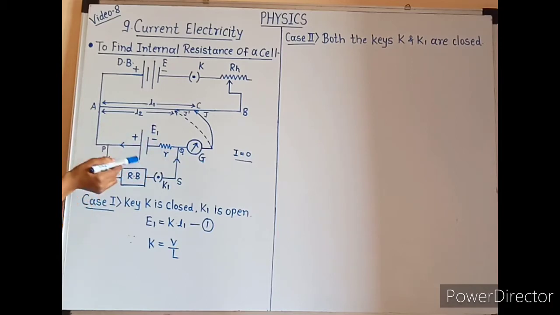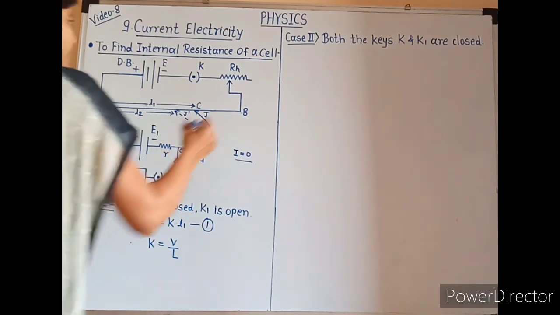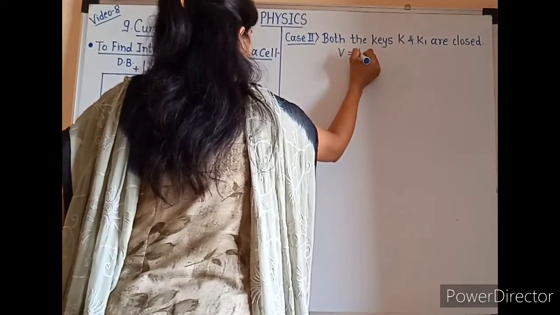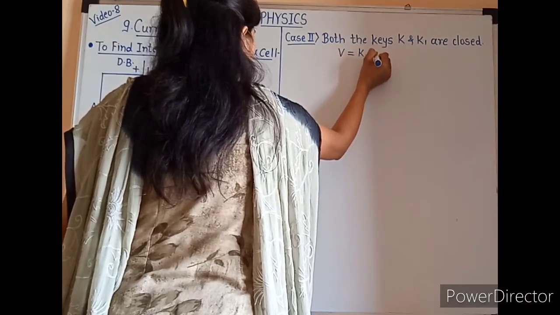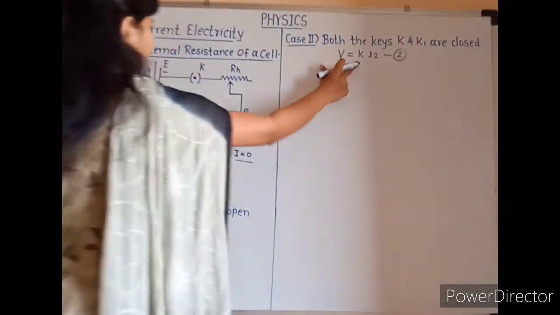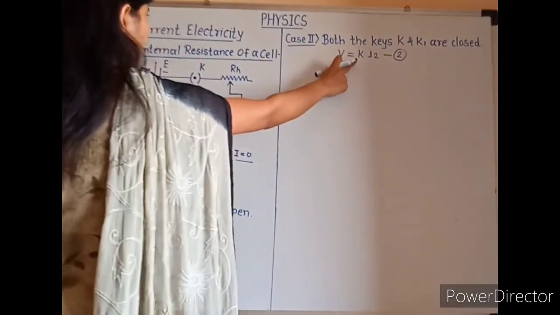Hence, for the second case, we get the equation: terminal voltage V is equal to the potential difference across this length, which is K into L2. So we can write the second equation as V = K L2. This is equation number 2, where K is nothing but the potential gradient.